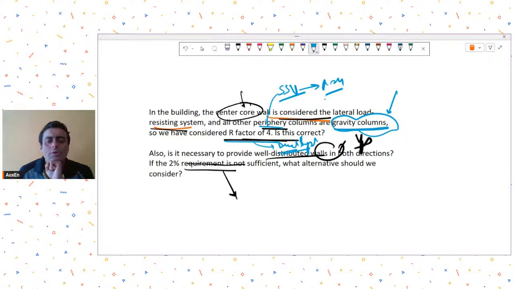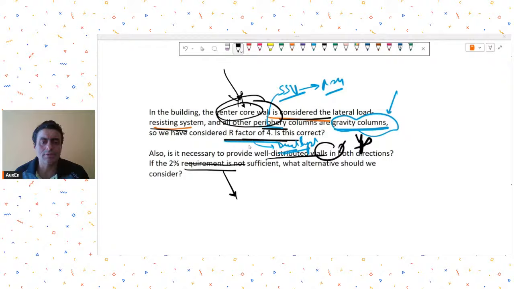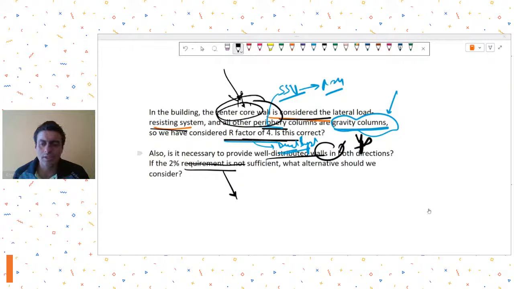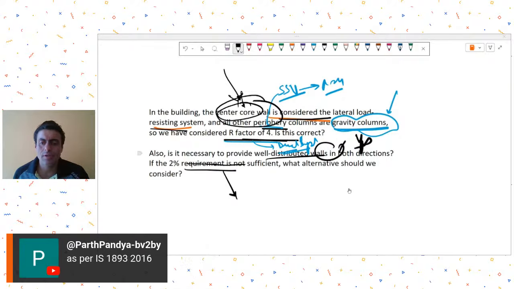So yeah, you could do this, but then it has to be well distributed. If it's only a central core wall, you are not adding redundancy to the system. So overall, the system is not very good because all your lateral load resisting systems are only in the center, and all your peripheral elements are gravity resisting elements. So I would say, in principle, it's not a very good system to have.